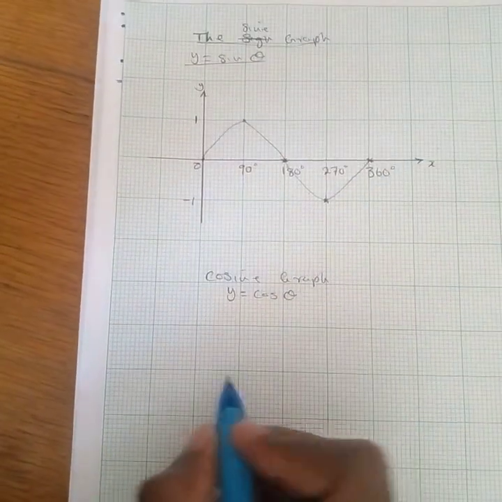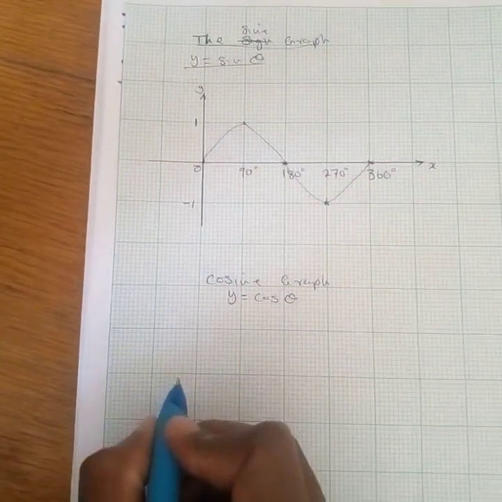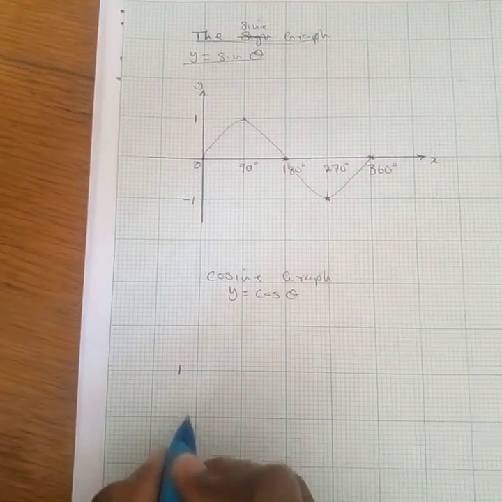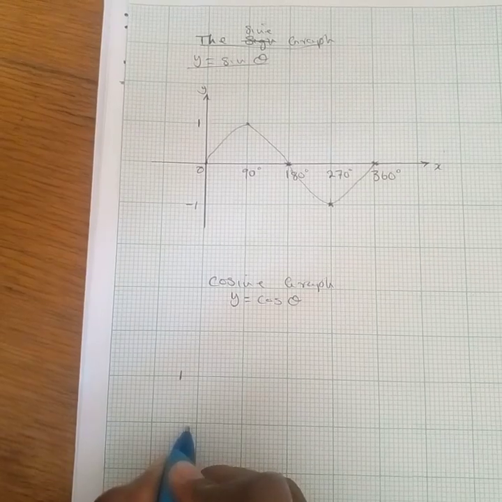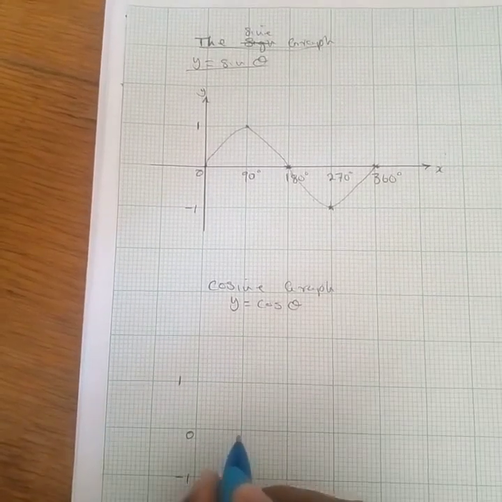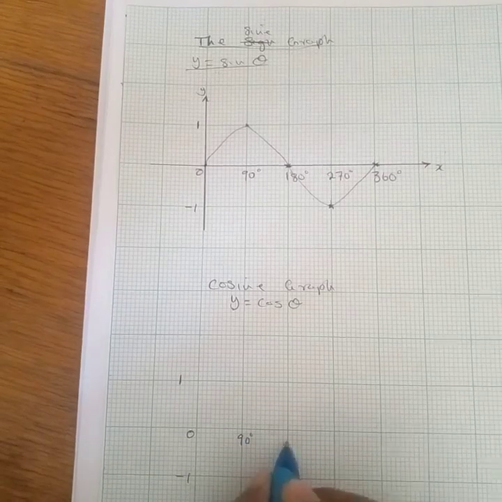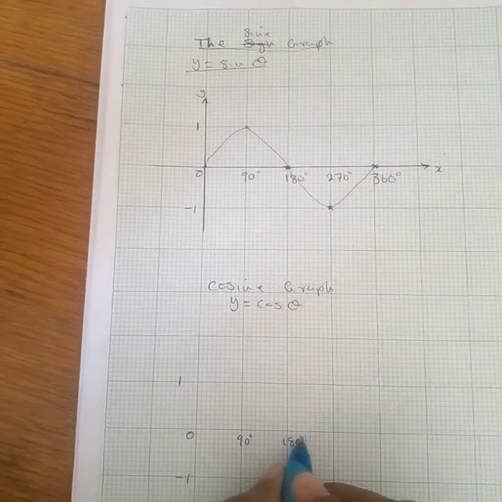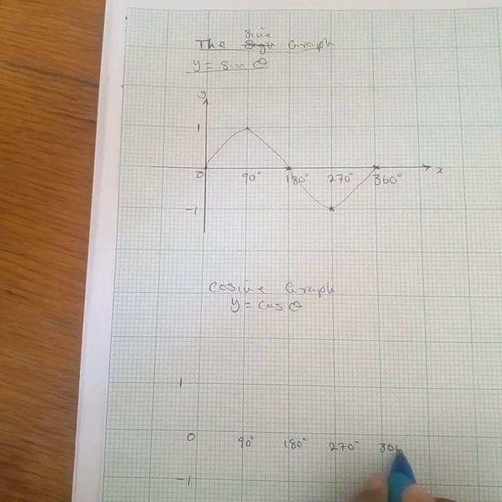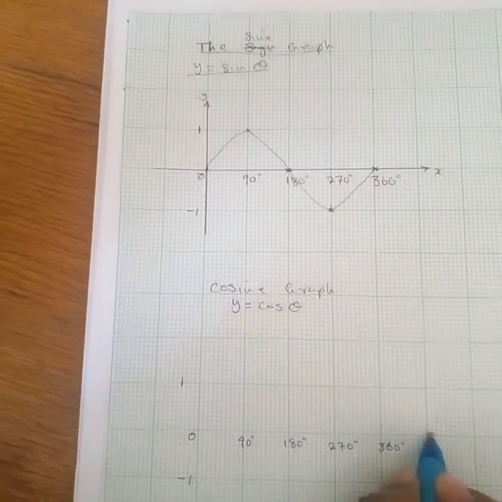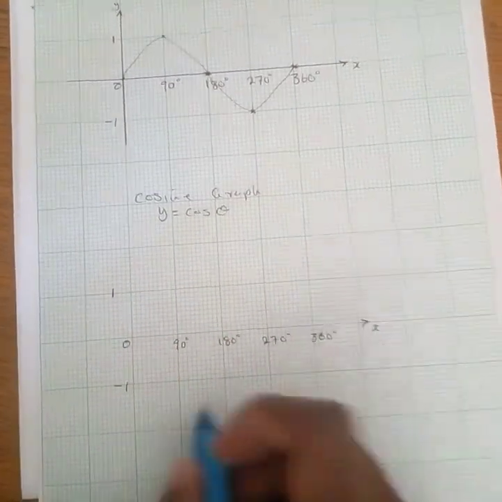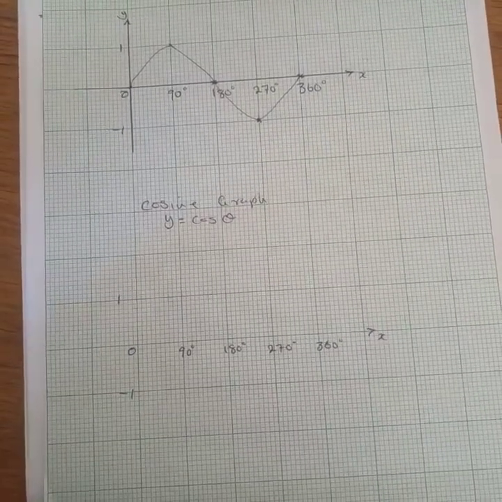We have the maximum value to be 1. So let's write maximum value to be 1. Then we have our 0 here. Then we have -1 there. And then we can say we have 90 degrees, 180 degrees, 270, and 360 degrees. Okay, so this will be our x-axis. Now, with this diagram, we are going to do the following.